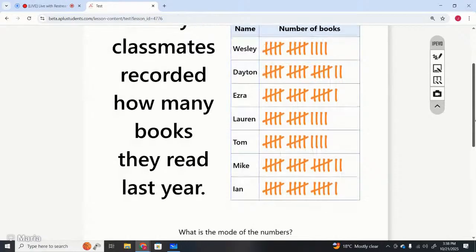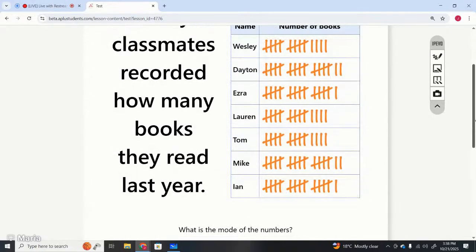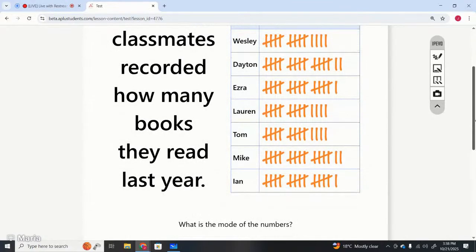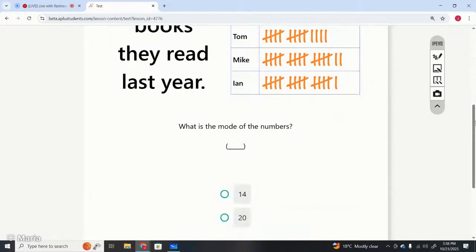What is the mode of the numbers? Mode is the number that appears the most. Here is the mode option. Number one is the correct option.